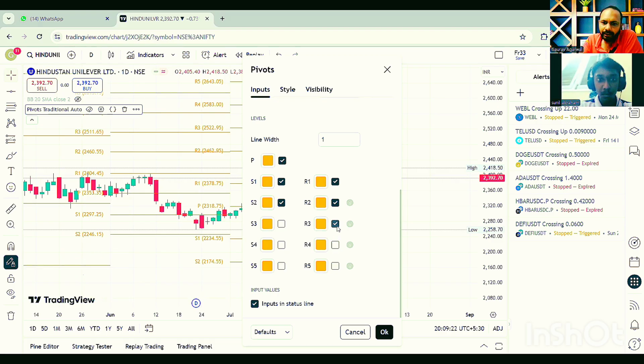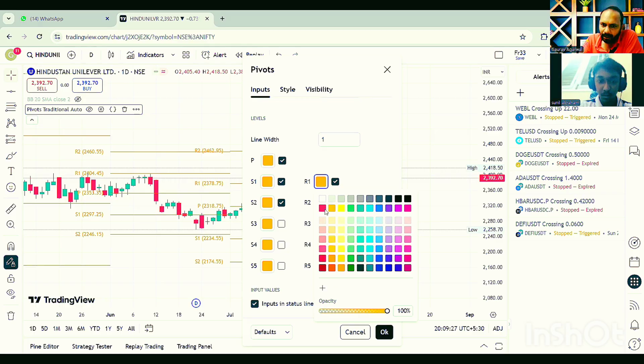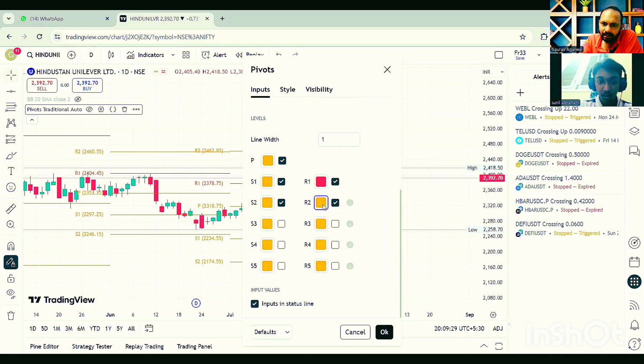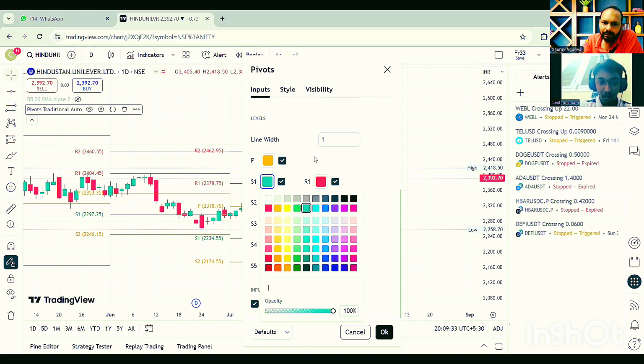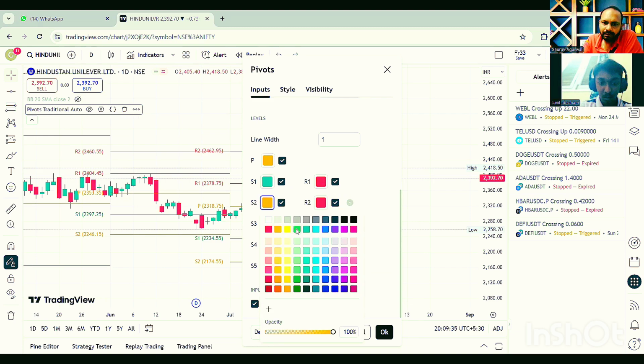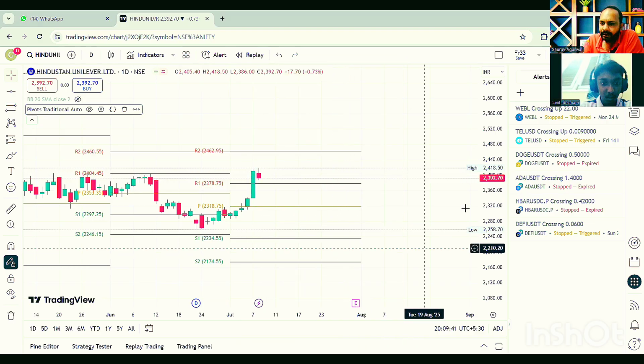So right now I will take only two support and two resistance, right? All the resistance I will mark with red, and support let's mark with green line. I have marked it, right? So now you can see red and green lines, right?